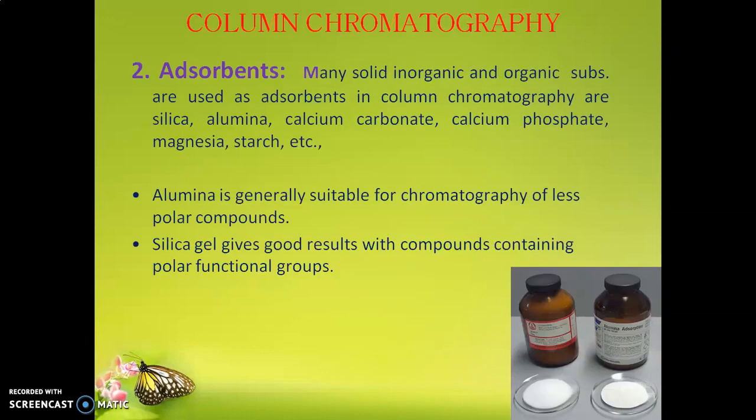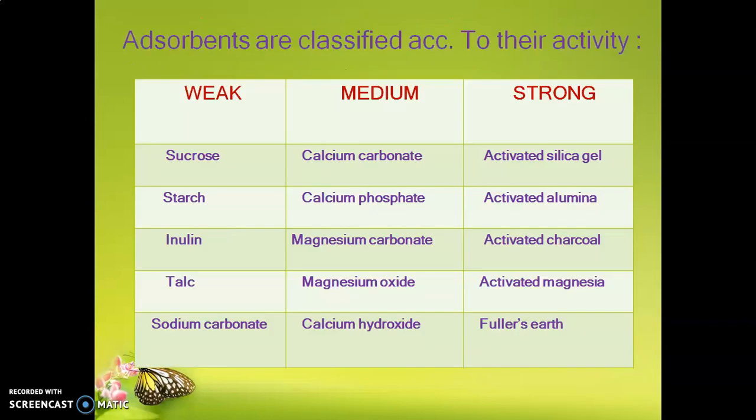Then we will see detail about adsorbents. Many solid inorganic and organic substances are used as adsorbents in column chromatography, such as silica, alumina, calcium carbonate, calcium phosphate, magnesia, starch, etc. Alumina is generally suitable for chromatography of less polar compounds. Silica gel gives good results with compounds containing polar functional groups.